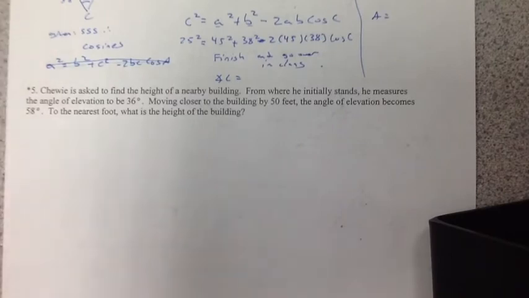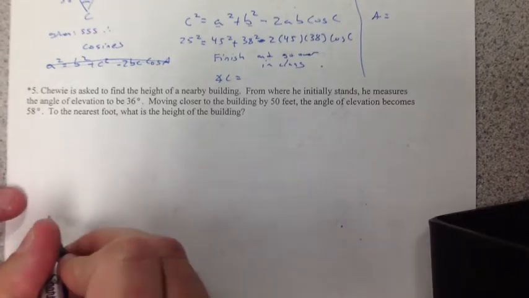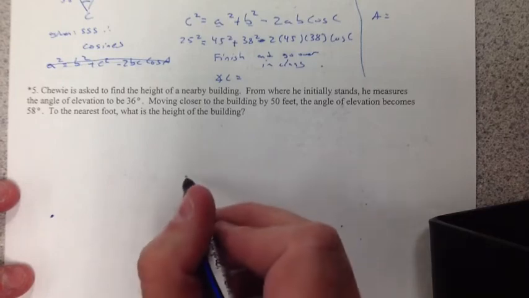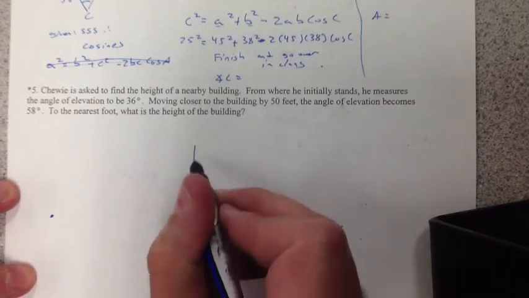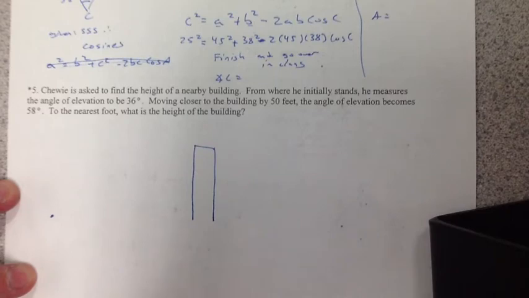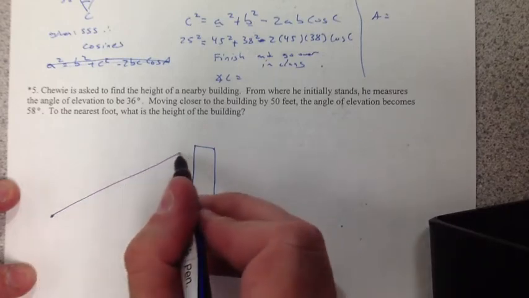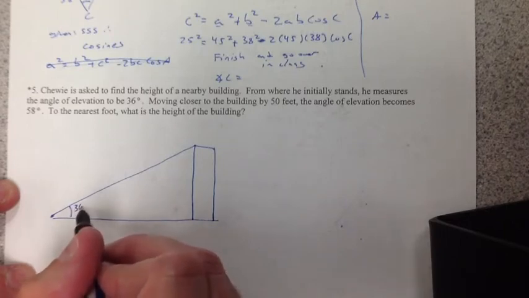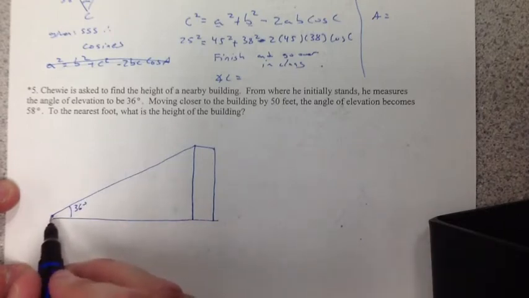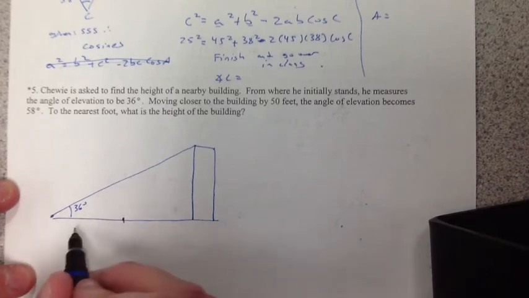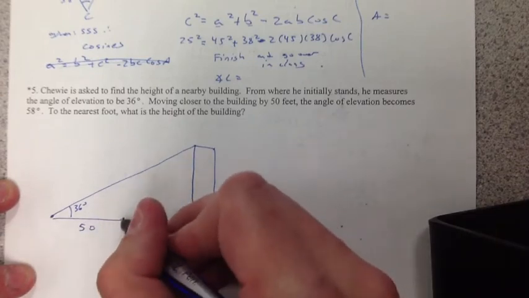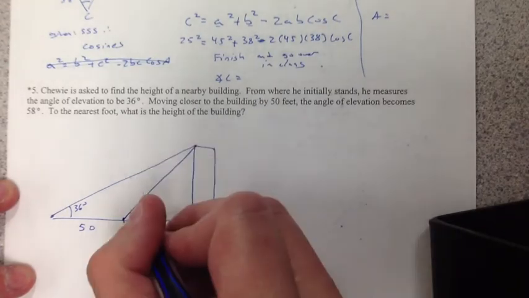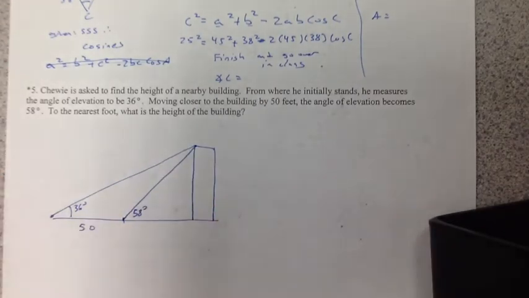The mighty Chewbacca is asked to find the height of a nearby building. So here's Chewbacca. He initially stands here, trying to find the height of some building. From where he initially stands, he measures the angle of elevation, we'll draw the ground, to be 36 degrees. Then he moves closer to the building by 50 feet, and he measures the angle again. But this time the angle becomes 58 degrees.